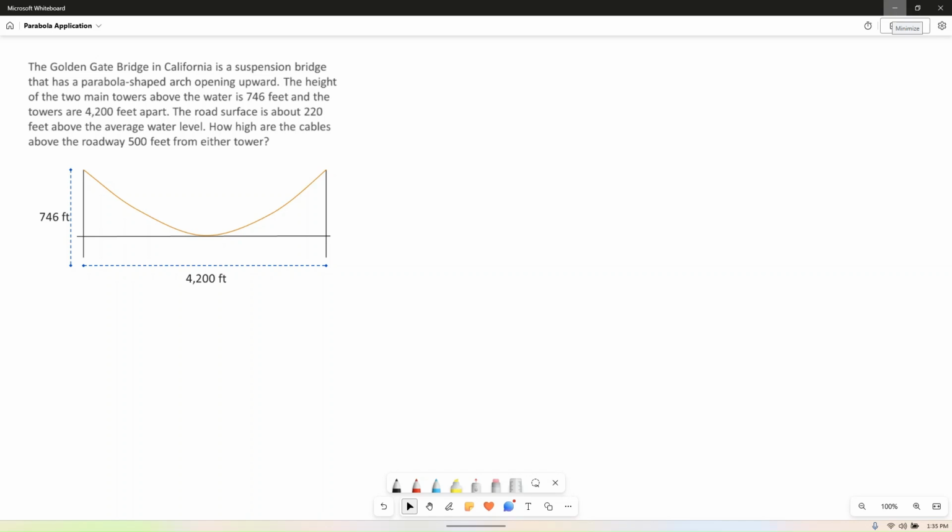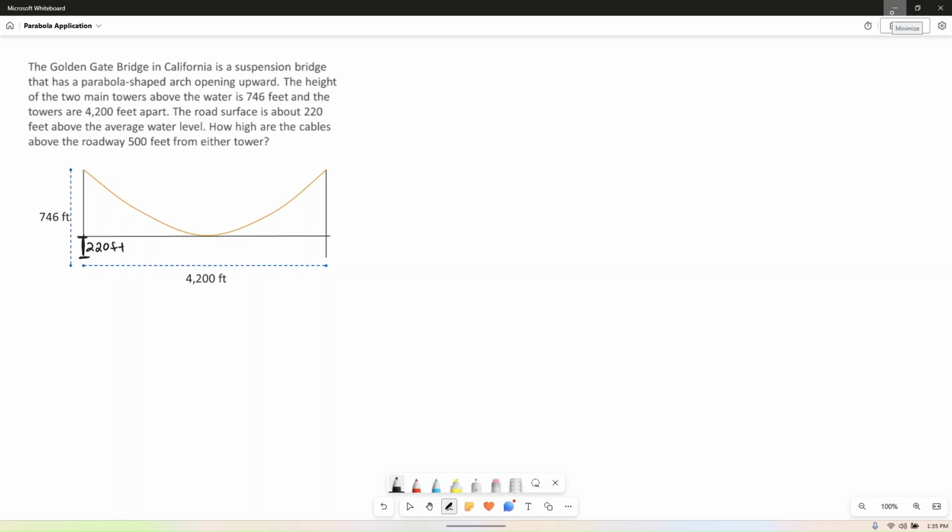Okay, so we have an illustration that goes with this. Again, we have this parabola shape. For the Golden Gate Bridge, the vertex of that parabola is roughly touching the road surface, so it's about the same height as the road surface. And I know that road surface is 220 feet above the water. The two towers on the left and the right are 746 feet above the water. So again, from the road surface down, that's 220 feet.